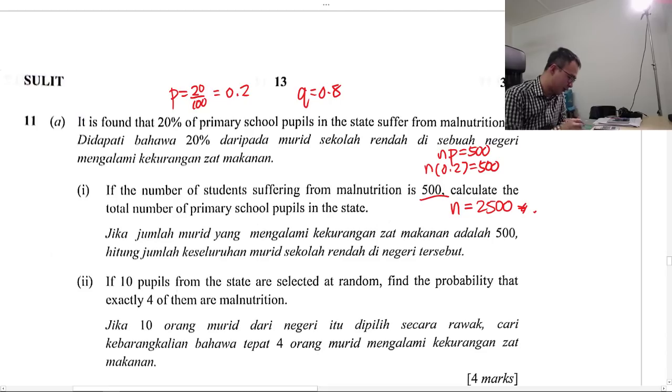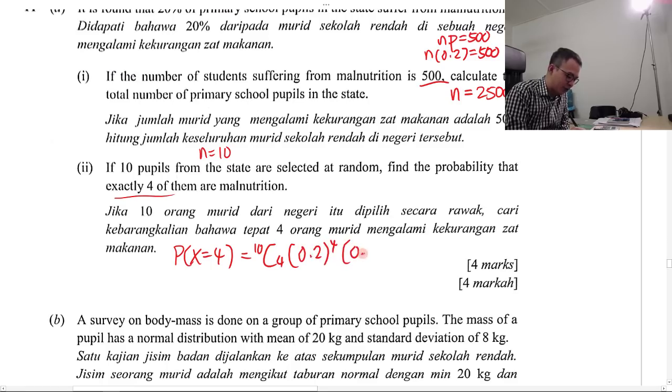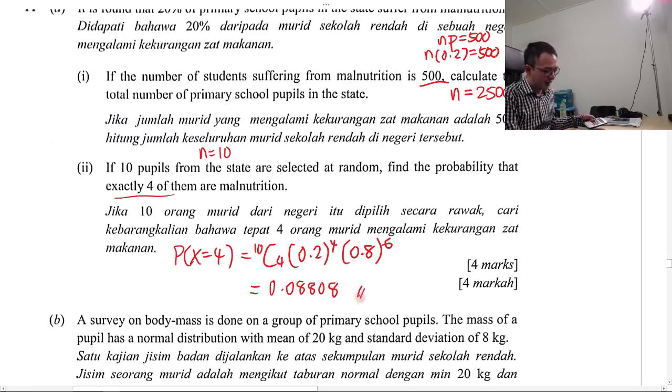Alright, so part 2. If 10 pupils from the state, right now they change the N to 10, are selected at random, find the probability that exactly 4 of them are malnourished. So that means they want to find x equals 4. So I'm going to use the formula 10C4, P is 0.2 to the power of 4, Q is 0.8 to the power of 6. This is just the formula, so this 4 marks is extremely easy to get. So 10C4 times 0.2 to the power of 4, and then multiply 0.8 to the power of 6. So you should get 0.08808. Yeah, this question is quite straightforward.